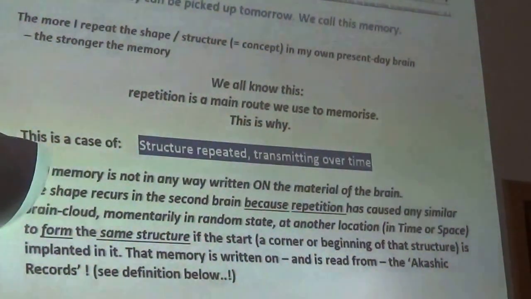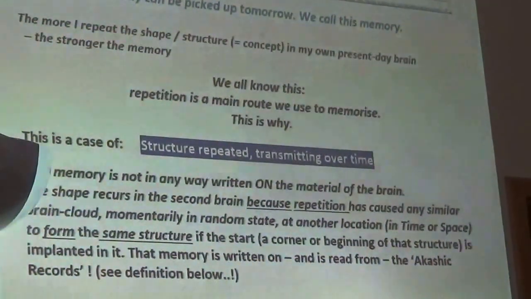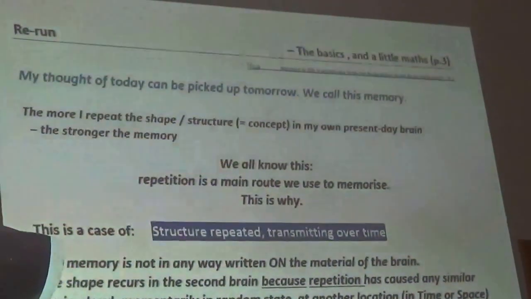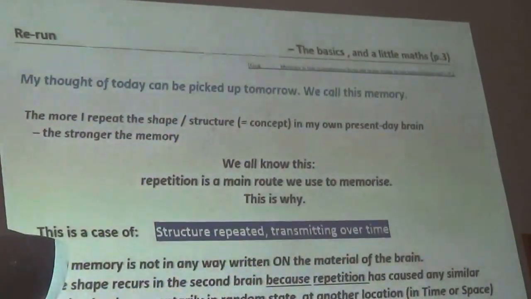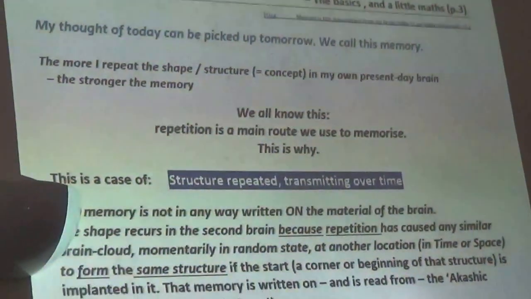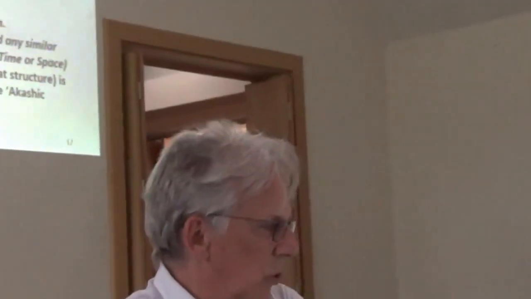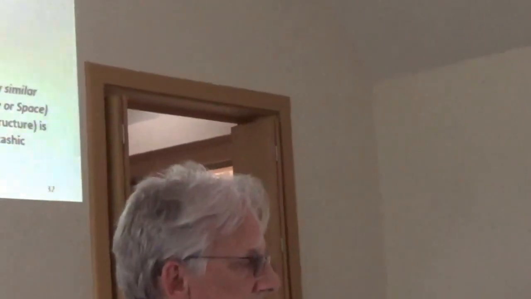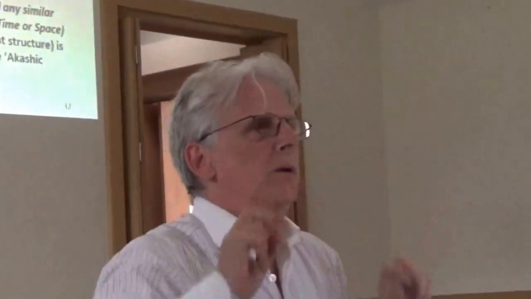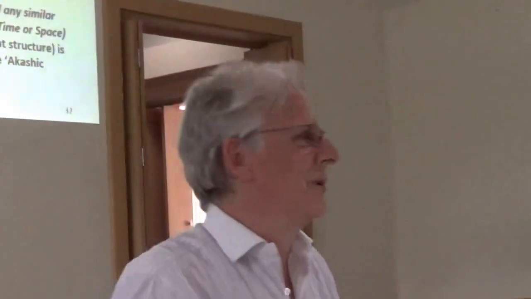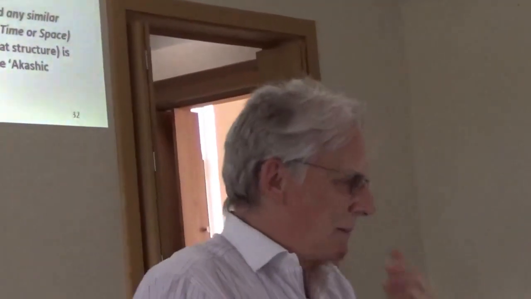Now this is basic. This memory is not in any way written on the material of the brain. The shape recurs in the second brain because repetition has caused any similar brain cloud, momentarily in a random state at another location in time or space, to form the same structure, if the start, a corner or beginning of that structure, is implanted. The memory is written on and read from, quote, the Akashic Records, which some of you may remember. It's not written anywhere in the material, quote, world.